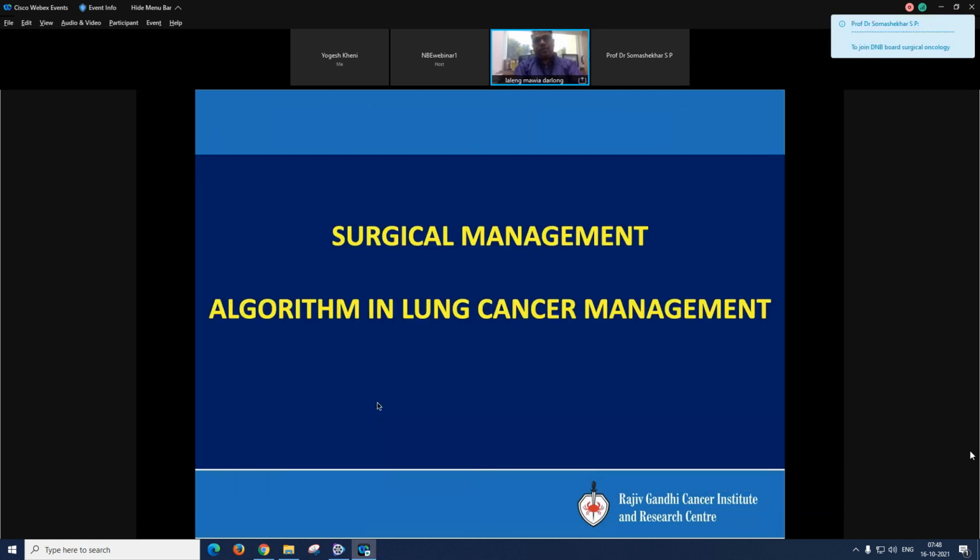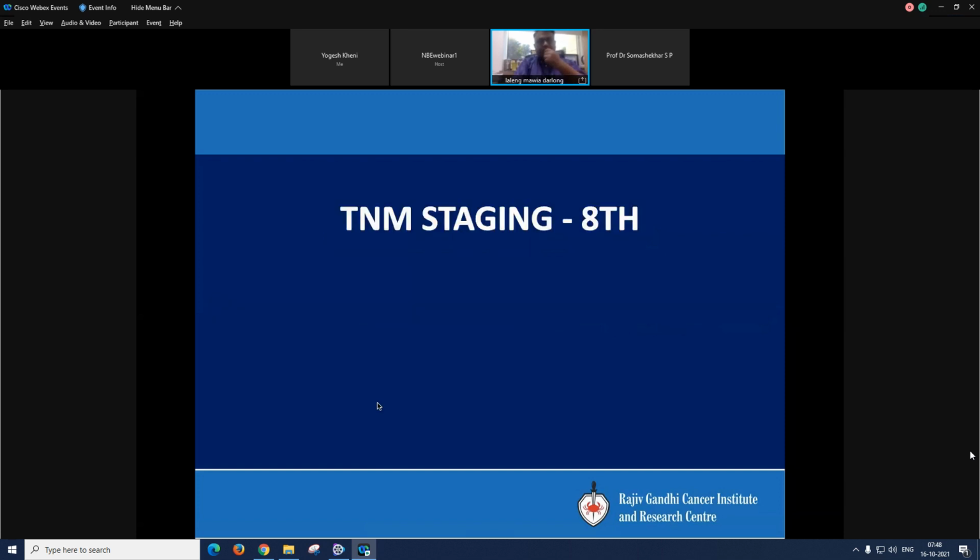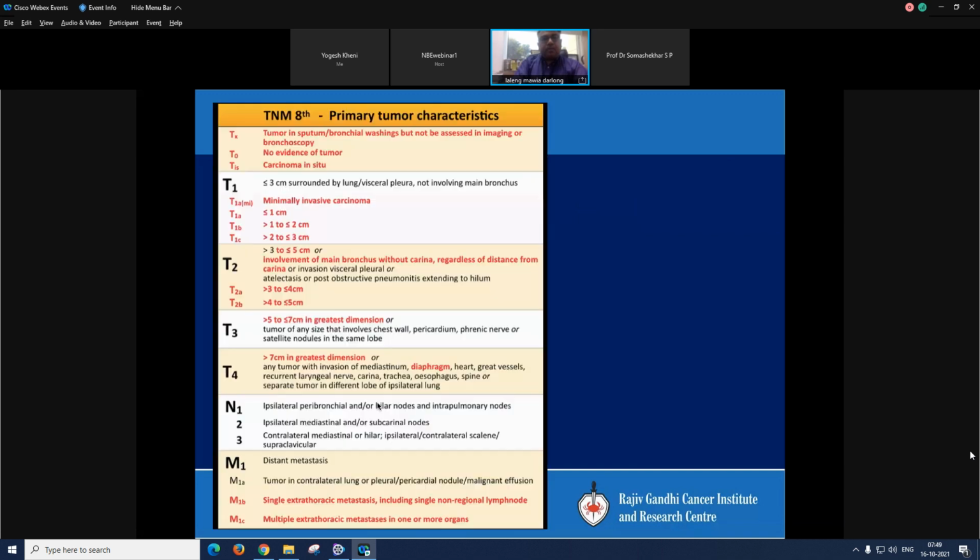Now, having talked about the prevalent anatomy, we will come to the surgical management, the algorithm in terms of its management. To start with, I'll go to the TNM staging, which is the basis of any cancer surgery in lung. This is just to show you some of the changes in the 8th edition of the TNM staging. The red ones are the ones showing new changes.